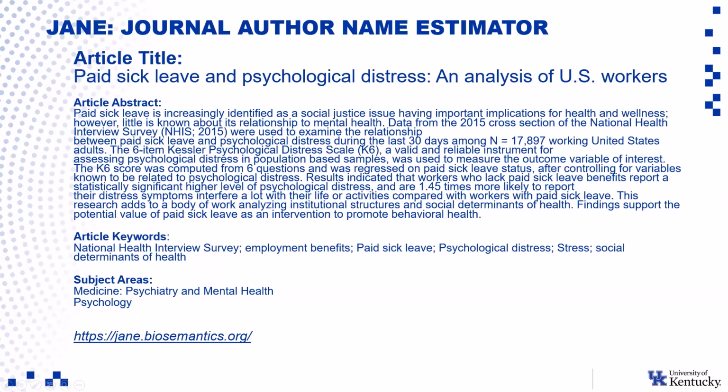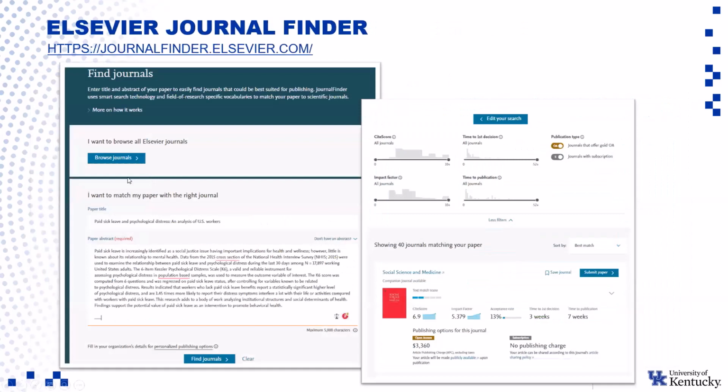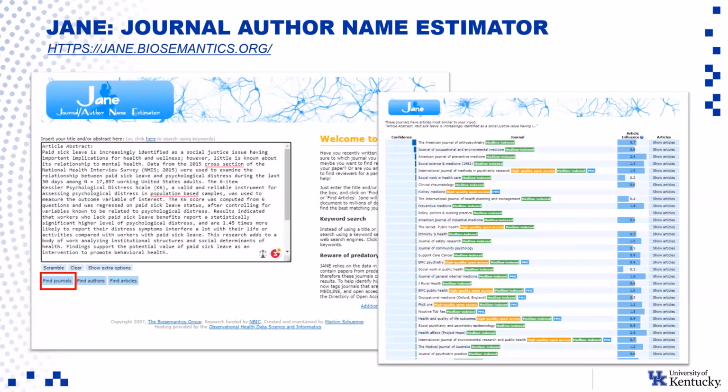So on this next slide, I've just popped my abstract into the Jane journal name estimator, and I clicked find journals. You can also use this to find authors and find articles, but what we're doing today is just looking for the journals. So Jane first searches for the 50 articles that are most similar to your input. So it really does matter what you input for it to decide what results it spits back out.